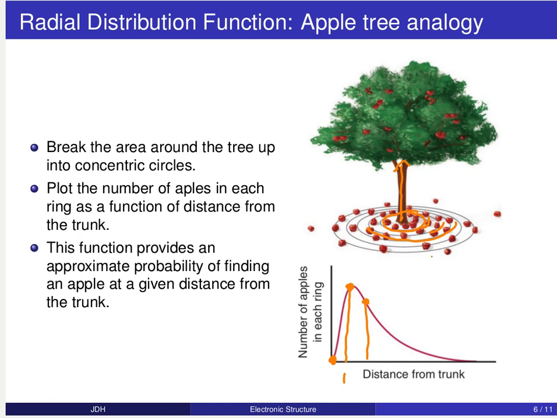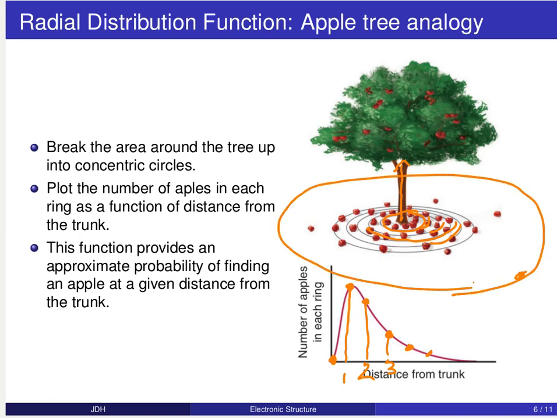If we increase our distance from the trunk even further and say go to 3, well then the number of apples starts to diminish, and you go out to 4 and 5, and if I were to make a really big circle way out here, well there's no apples out there, so it's going down to 0 as you go a long ways away from the trunk. So basically this is a little mathematical description that allows us to represent the number of apples at a given distance from the trunk.